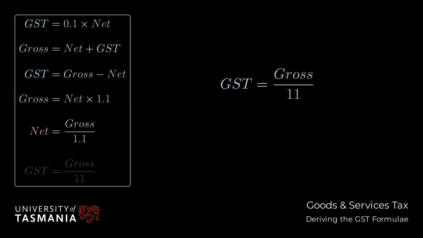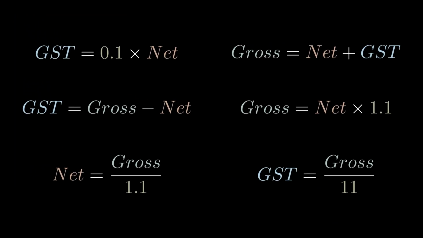And there you have it. That's how the commonly used GST formula is derived. Now you know why, even though GST is 10%, we divide by 11.